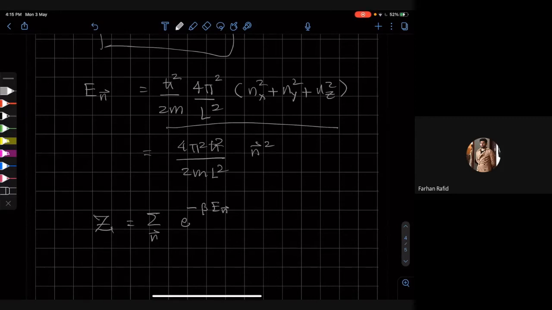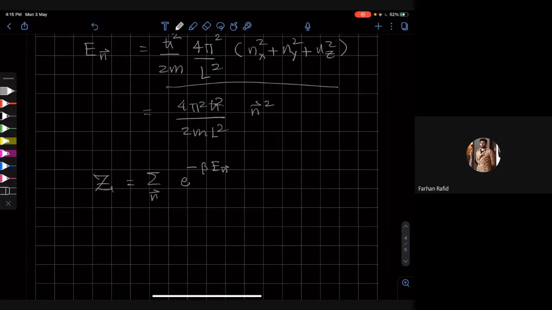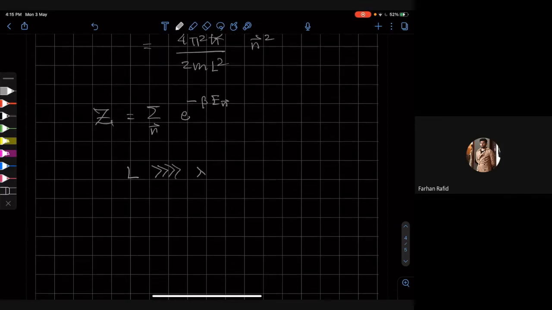Now the thing is that this sum is kind of hard to do, and we are working in a regime where the length of our box, the dimension of our box, is much greater than the thermal de Broglie wavelength, right? So in this regime, remember that the de Broglie wavelength was something like 2 pi h squared divided by m kB T. So we are also assuming that T is quite large, like T is much greater than 0. Okay, so room temperature or something like that, right? So if that is the case, then the de Broglie wavelength is very small. And of course, h squared is also very small. So therefore, we can just take L to be much larger than lambda, okay?